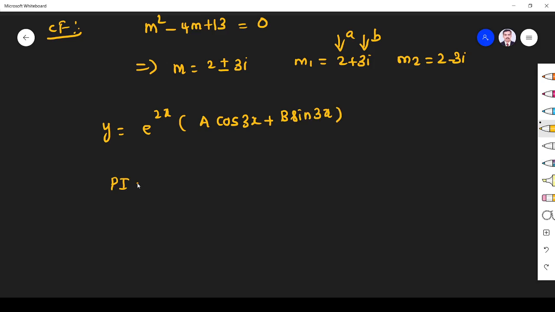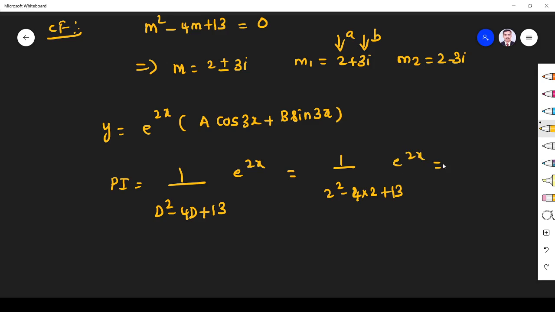Particular integral, the same format, 1 by phi of D. Phi of D is D squared minus 4D plus 13, into e power ax, here a is 2. So replace D by a. So 1 by 2 squared minus 4 into 2 plus 13, e power 2x. If you simplify, what you get is 1 by 9 e power 2x. This is our particular integral.